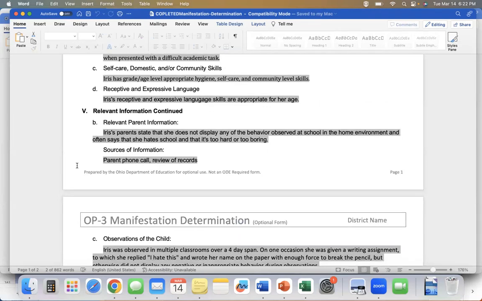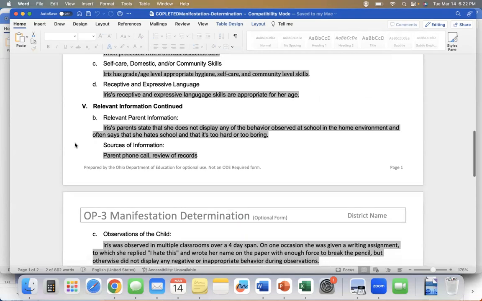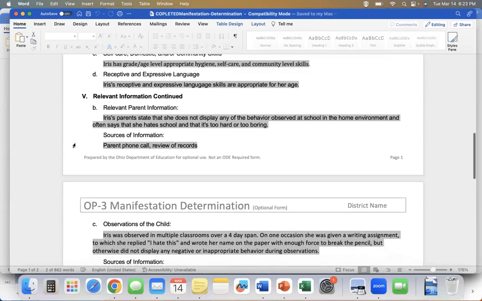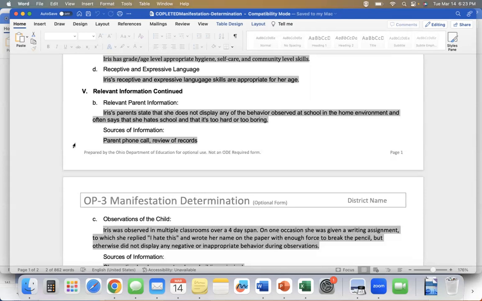Iris's parents tell us that she really doesn't display these behaviors at home, and she often tells her parents that she hates school and that it's either too hard or it's boring. Something we typically hear from high school students in general. Sources of information, we did a parent phone call to get this, and then a review of her records.